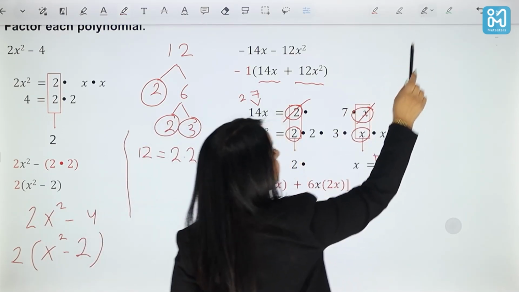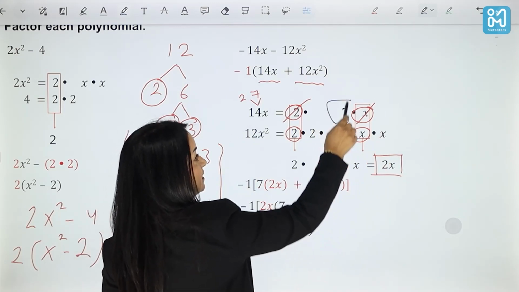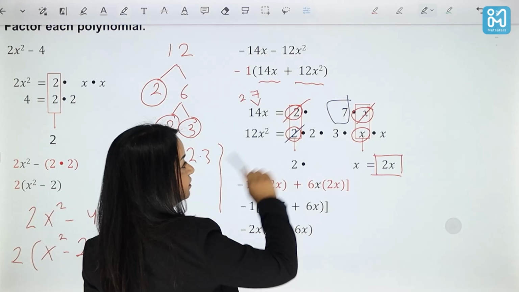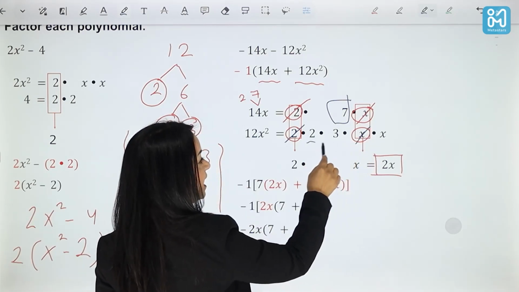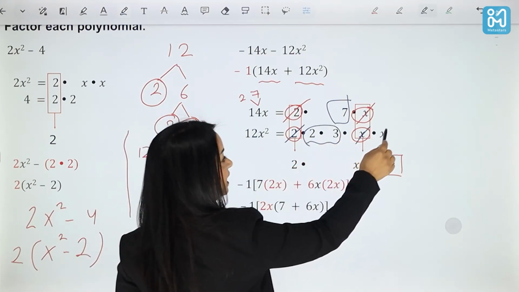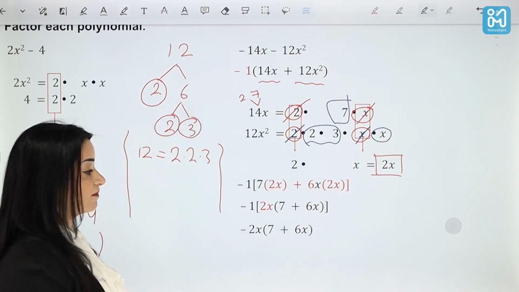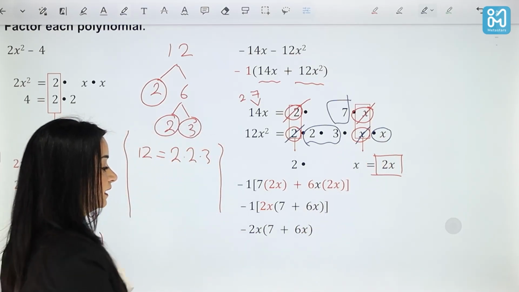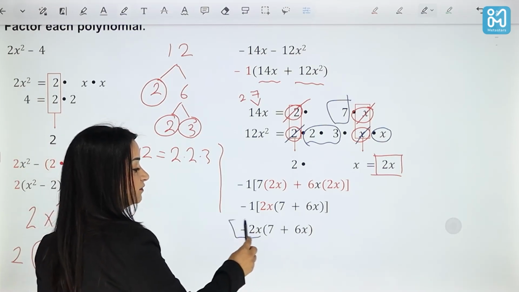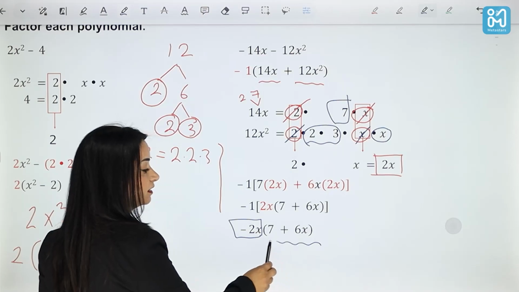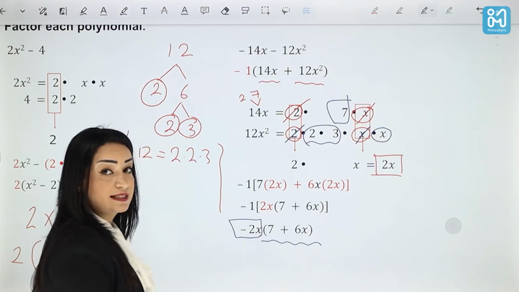So if I take the negative 2x out of the parentheses, what do I have left over? After I took 2 and x out, I have 7 left over. And from the second term, after I took 2 and x, I have 2 times 3 and x, so I have 6x left. So if I took negative 2x outside, I have 7 and 6x left.